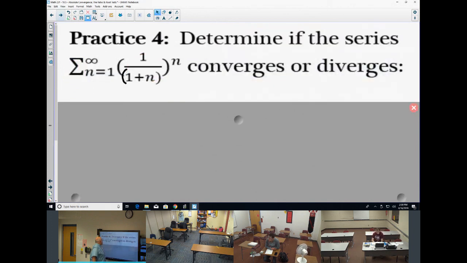All right. So now this says determine if the series converges or diverges. All right, I'll give you a minute to think about this one.